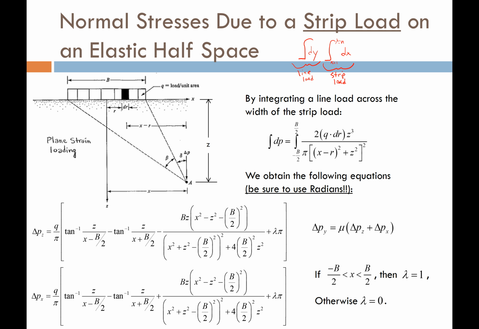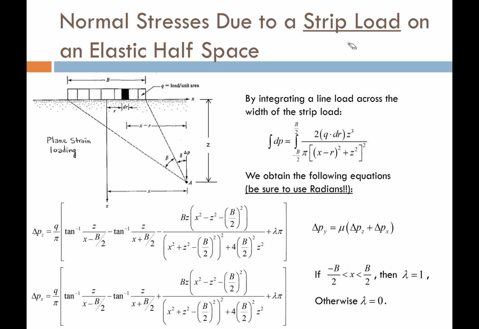So we're essentially just integrating the line load along the x-axis. So it gives us an infinitely long but finite wide load that we're applying to the ground surface. So strip footings are really handy, and they represent actual footings that we place on the ground surface.